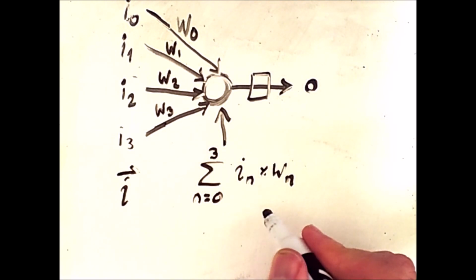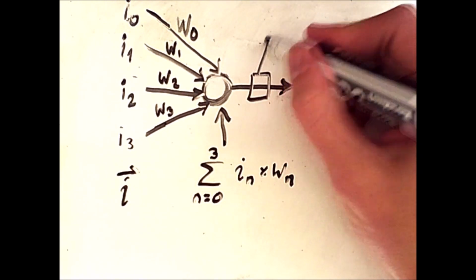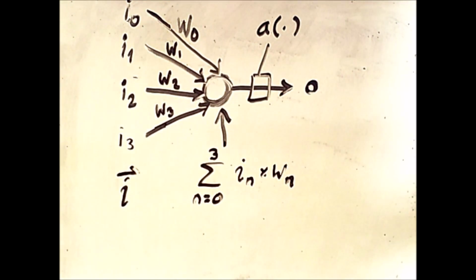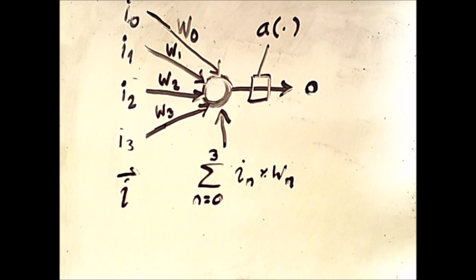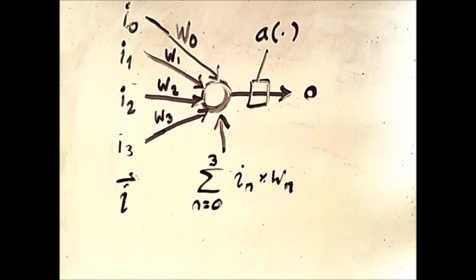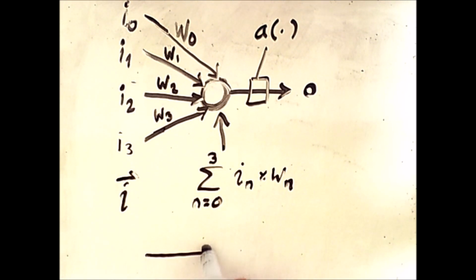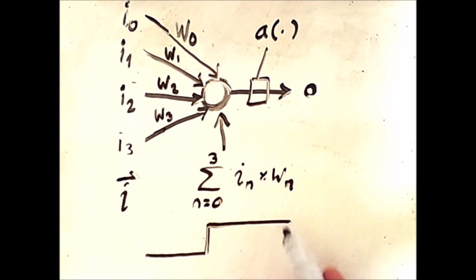This sum gets processed through something called an activation function A. Now there are many different activation functions, and the choice of activation function can actually be quite important in different network models. But for this simple perceptron, our activation function will also be very simplistic. It'll simply be what we call a threshold function, one that if you plotted it on an XY axis would look like this, where the point where you have a jump is at x equals 0.